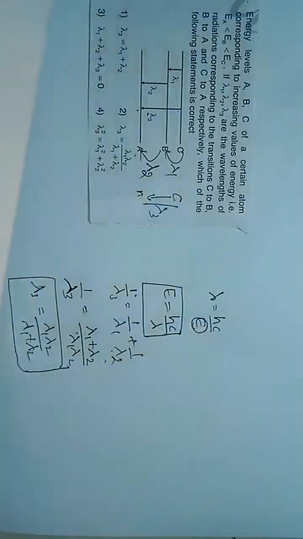Yes, moving on to the next question. The ionization potential of the hydrogen atom is 13.6 electron volt. The energy required to remove an electron in the n equal to 2 state of the hydrogen atom is, okay, they have given the ionization potential of the hydrogen atom. They are asking for the energy that is required to remove the electron in the n equal to 2 state.